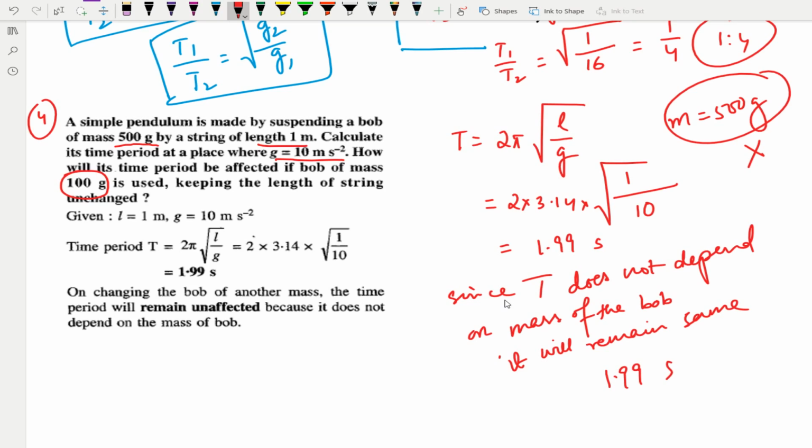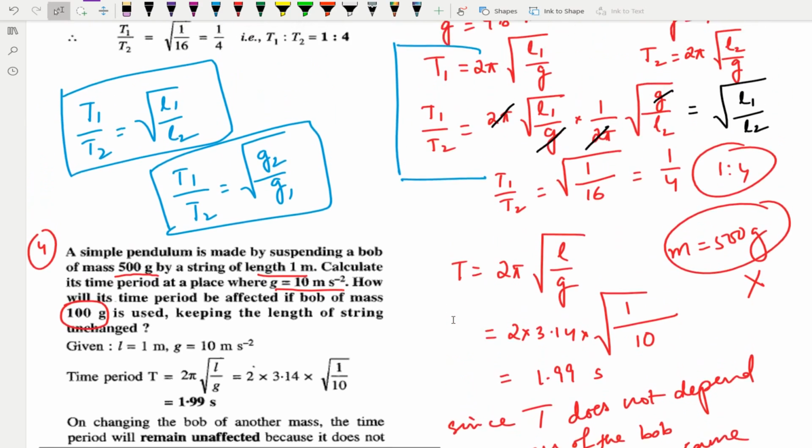Also, if you were asked, suppose instead of the copper bob, we take a brass bob, how will it be affected? Even if we change the material of the bob, the time period of the pendulum is going to remain the same. So these were the different types of examples of questions which may come from this portion.